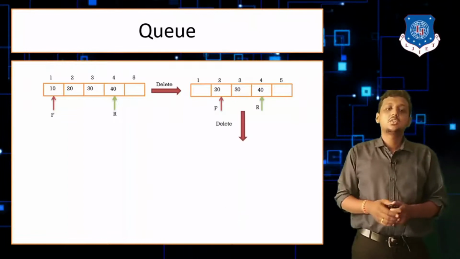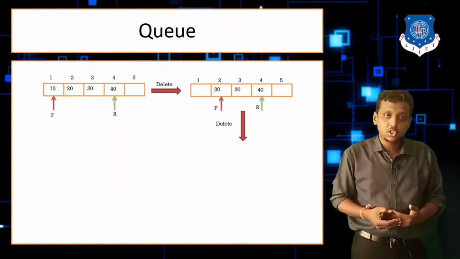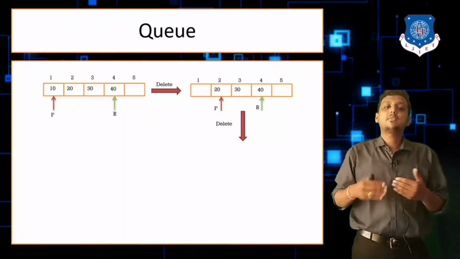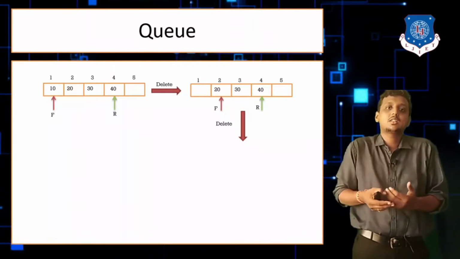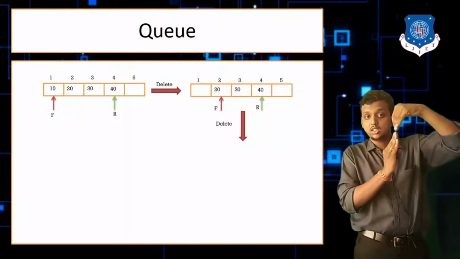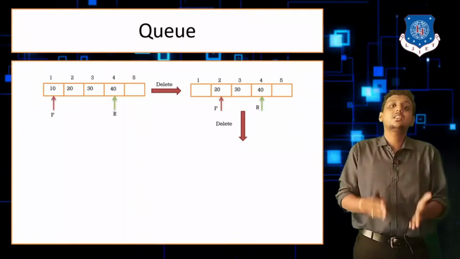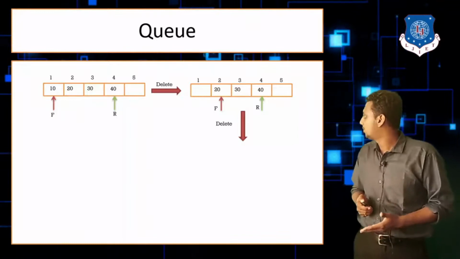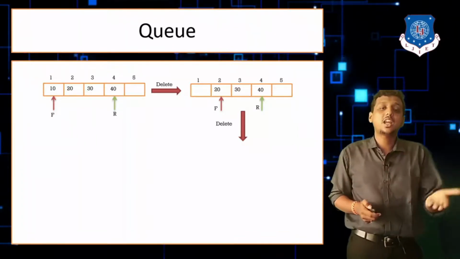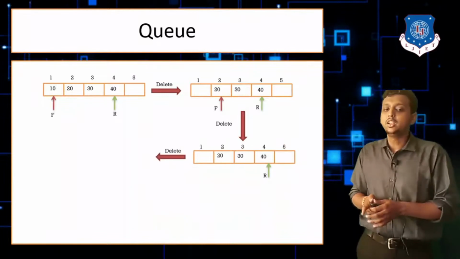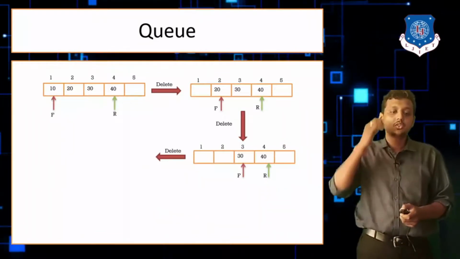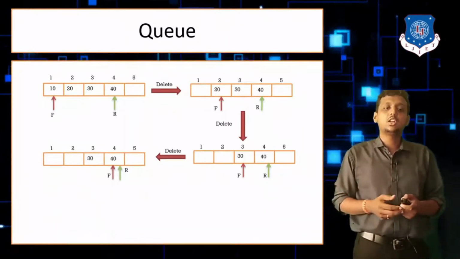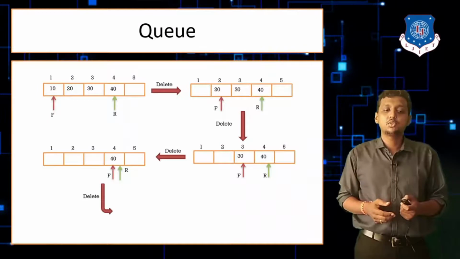What is next? When I again press the deletion button, it will check whether my front is 0 or not. It's not like that, so it checks whether my front and rear both are pointing at the same position. It's again not like that, so just increment f and return y. 20 will be assigned to y, return y, and 20 is deleted from here. Now let's check the next step. This next step will be the same. The 30 will be gone. Now the front and rear are at the same position.